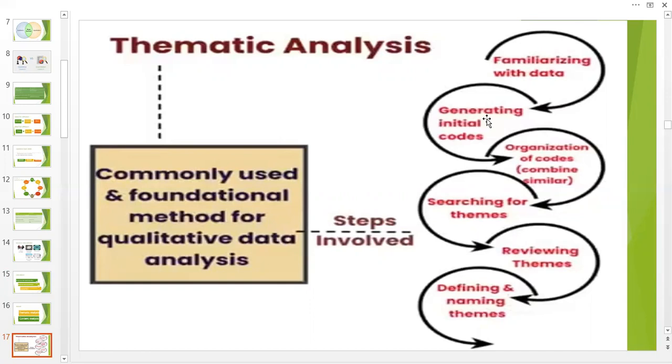For example, love, belonging, and all the codes we generate. Then we combine the codes and generate the themes. And then we review the themes, and we define the themes again. This type of analysis is used in qualitative data.